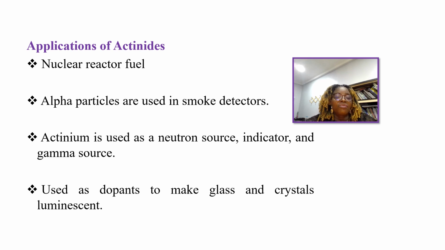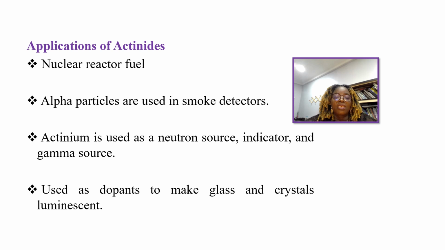Plutonium and uranium are used as nuclear fuels and in weaponry. Americium is found in smoke detectors. The alpha particles are used in smoke detectors. The emission of alpha particles generates a current which the device measures. When the smoke particle blocks the current flow, the measurement stops and sets off the alarm.